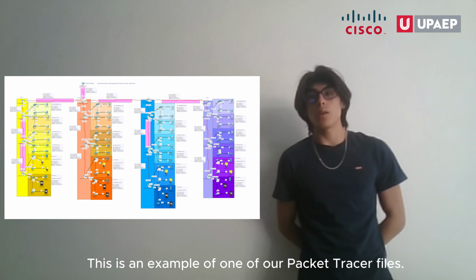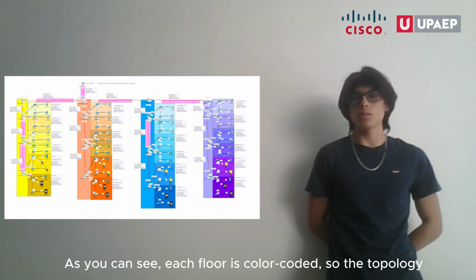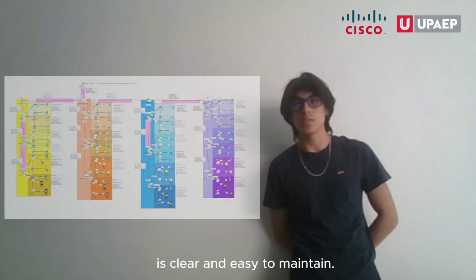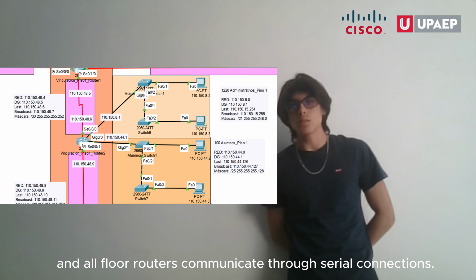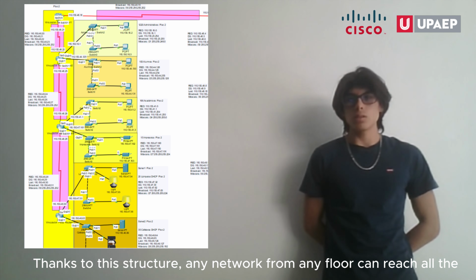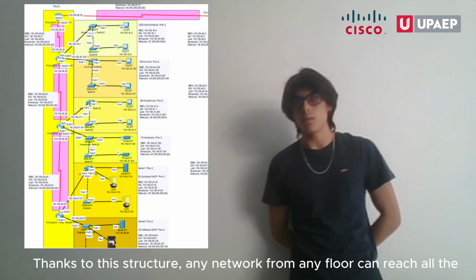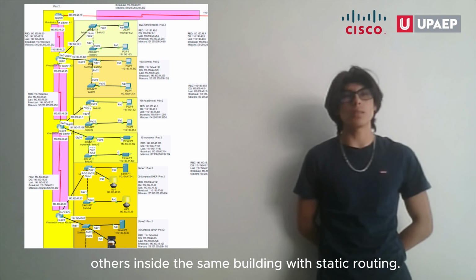This is an example of one of the architect's files. As you can see, each floor is color coded so the topology is clear and easy to maintain. Every floor contains its own router and switches, and all floor routers communicate through serial connections. Thanks to this structure, any network on any floor can reach all the others inside the same building with static routing.